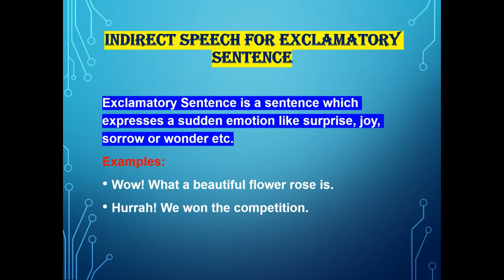Now let's move into indirect speech for exclamatory sentence. Dear friends, as you know, exclamatory sentence is a sentence which expresses a certain feeling or emotion like surprise, joy, sorrow, or wonder. For example, "Wow, what a beautiful flower rose is." "Hooray, we won the competition." So these are examples of exclamatory sentence.